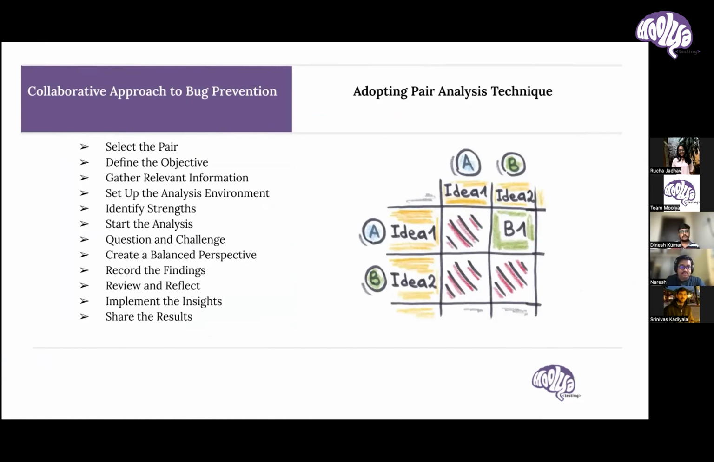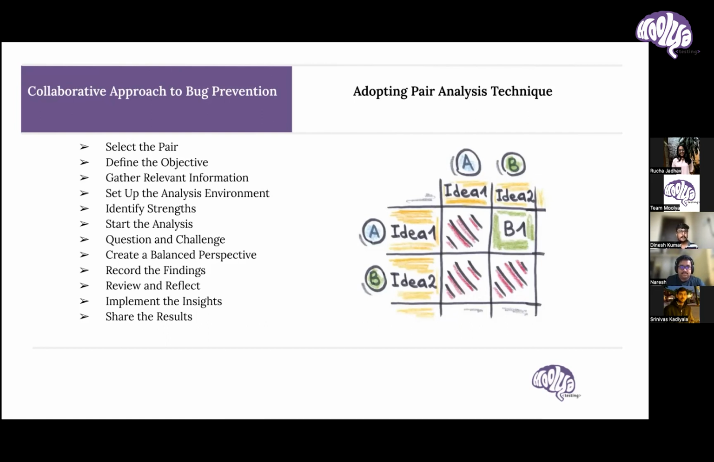right? So here is the list of steps for the pair analysis technique which you can follow. Initially, select the pair. Whomever you are comfortable with, whether it is a BA, product, dev, or your peer tester. So select the pair, choose the two individuals to participate in the analysis.